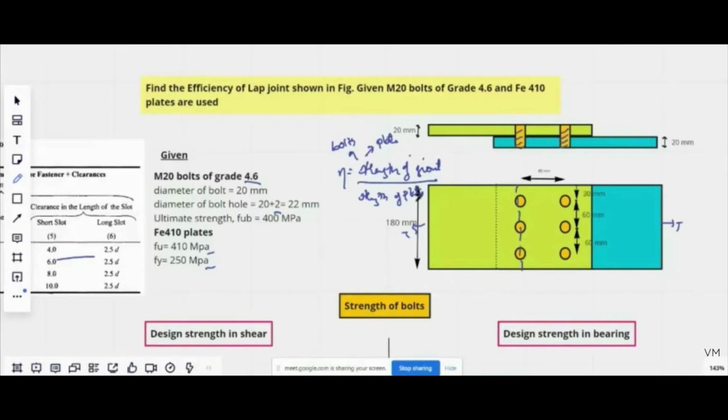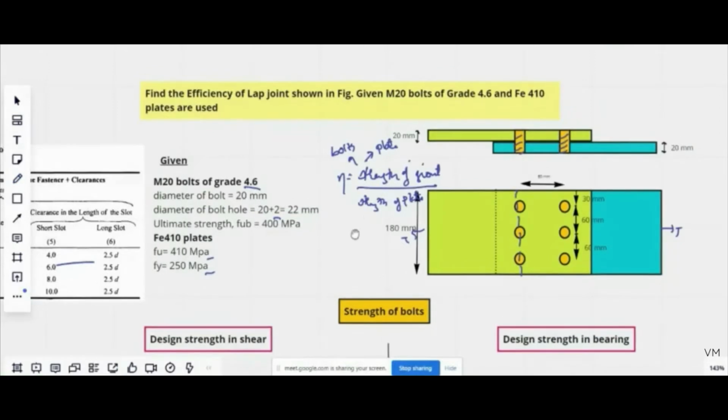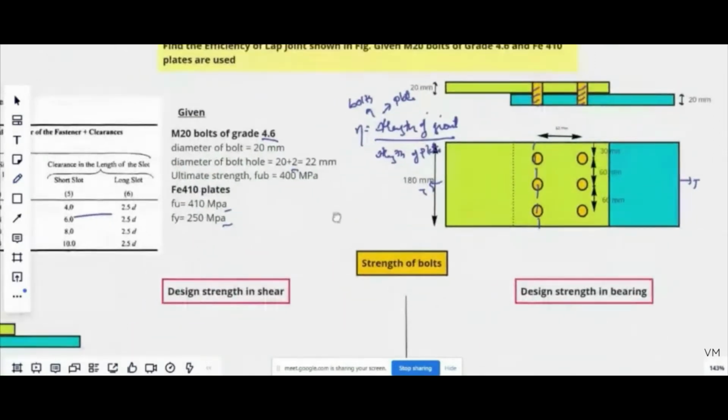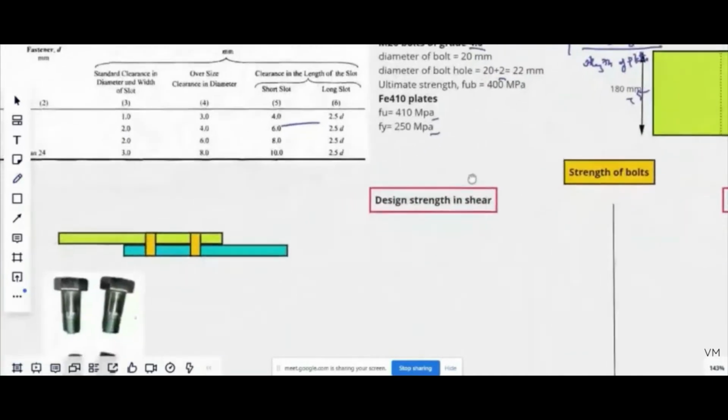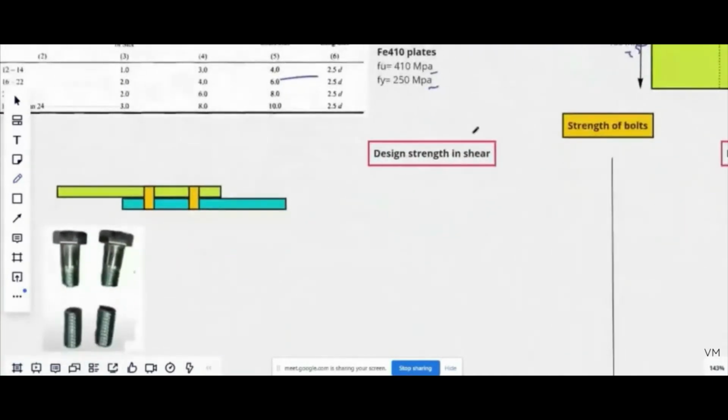To determine the strength of the bolt, we need to refer to different criteria. The first criterion: we need to check the design strength of the bolt in shear. The type of connection used here is a bearing type of connection. The possible failures in a bearing type of connection have already been explained, and you can find the link in the description.